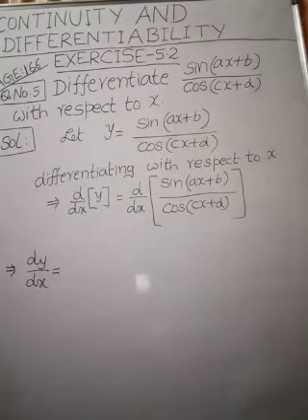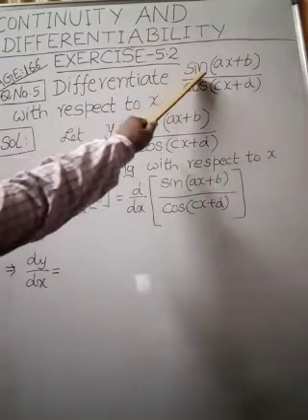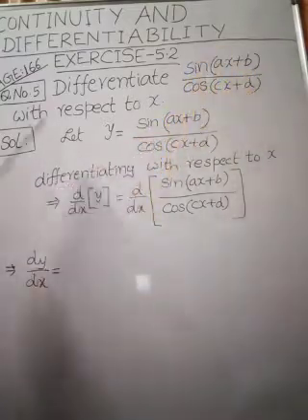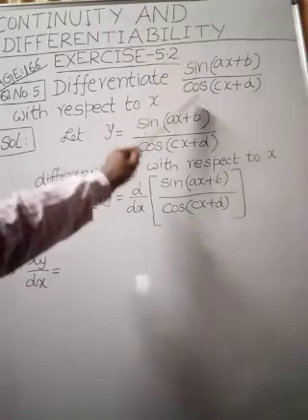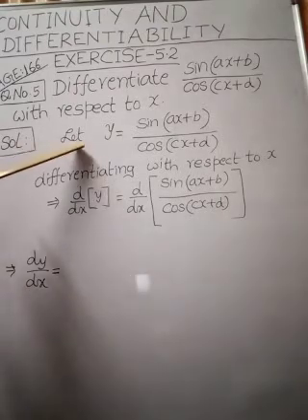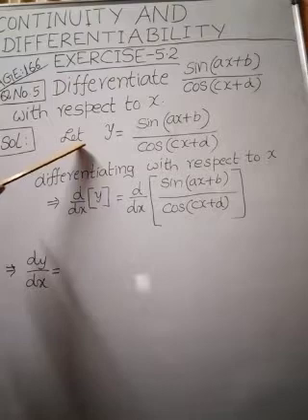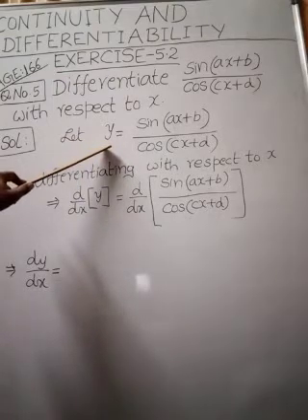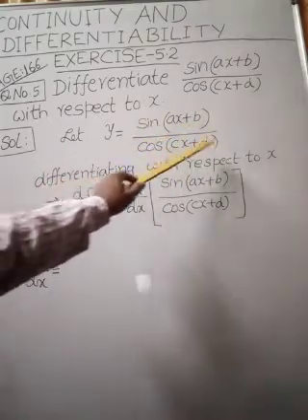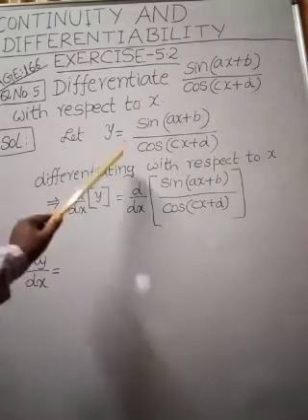Now come to question number 5. Differentiate sin of ax plus b by cos of cx plus d with respect to x. We have to differentiate this entire function with respect to x. Understood the question, my dear children? For the previous questions we followed the same steps, here also. Let us consider the given function is y. So y is equal to sin of ax plus b by cos of cx plus d.